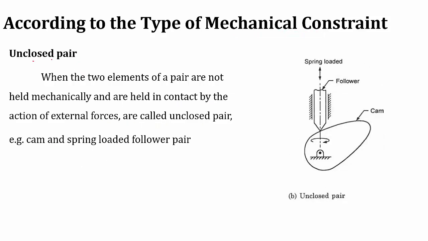In case of an unclosed pair, we need some external mechanism to engage the two links. For example, here this is cam 1 and this is the follower, that is link 2. Here we need an additional spring to keep the follower in contact with the cam. If there is no spring, the cam will move and the follower will be left like this. Once you place a spring here, it will come into contact. So here we need an additional force to keep the follower in contact with the cam. That is why it is called an unclosed pair.